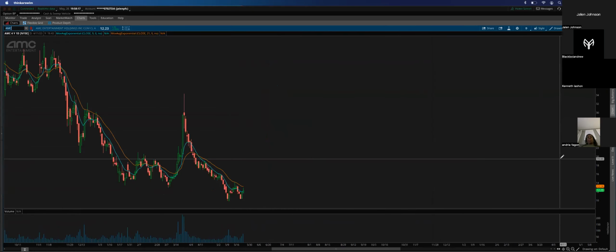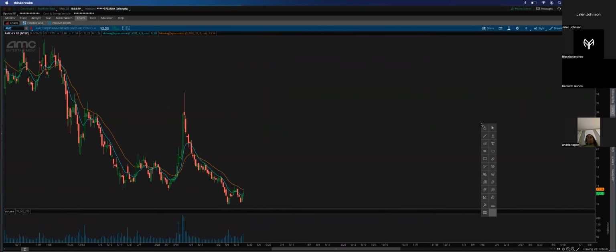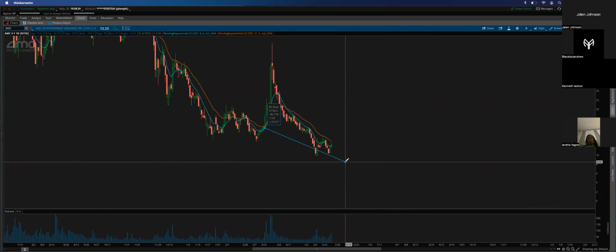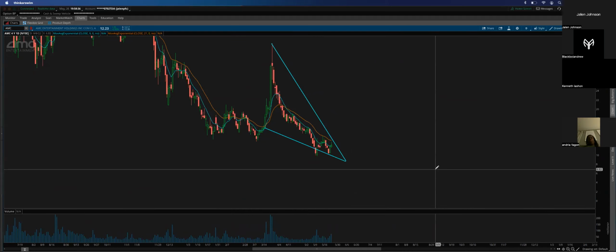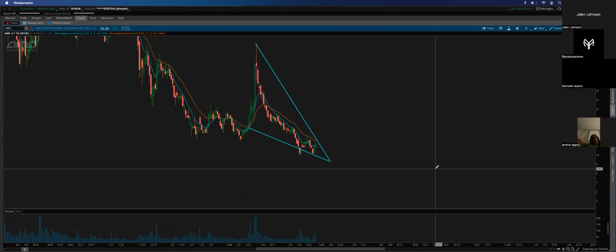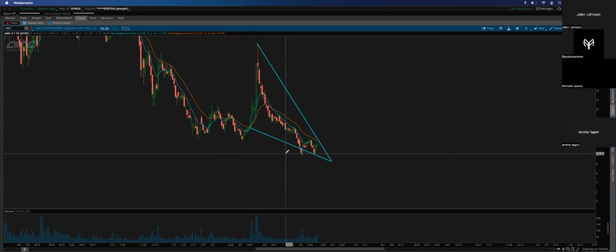I want to show you what's not a falling wedge. I see this every day. I know I'll be trolling Isaac, but I see this every day in the chat. This is not a falling wedge, guys. It never touched anything.